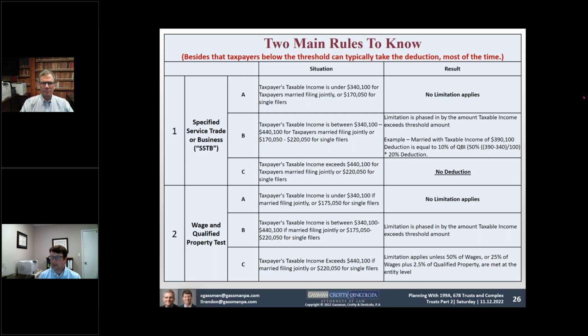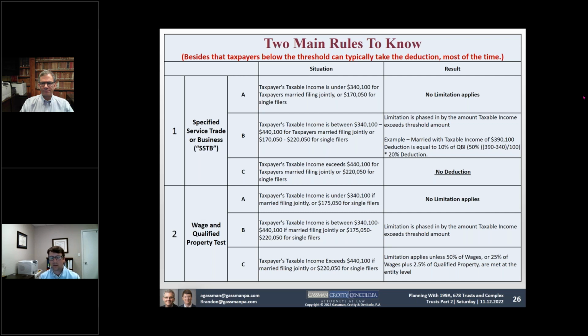So there's a lot of planning involved there, making sure the right amount of wages are paid. Sometimes you don't want to pay too much because that would then reduce your qualified business income deduction. And sometimes you're not paying enough and you would need to pay more. So that's something you can look at with your clients, make the determination of where they need to be as far as wages paid.